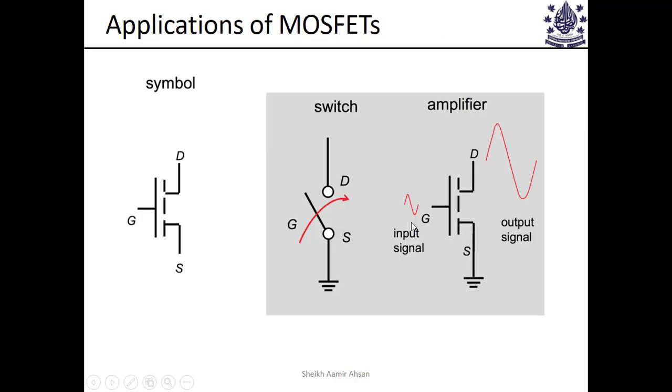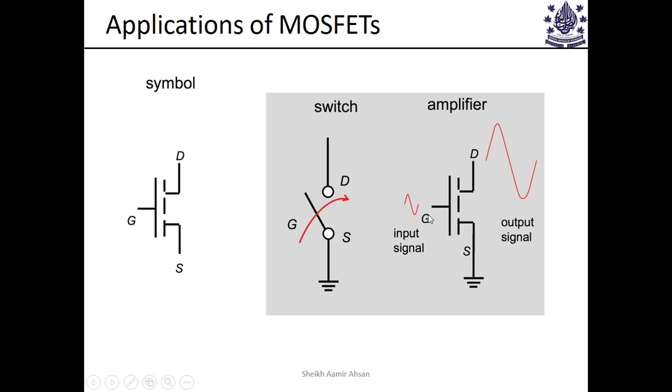Now MOSFETs generally are used for two major applications. One is where it is used as a switch. A switch is something which opens and closes based on some external stimulus. That stimulus is provided by the gate. So you change the value of the gate voltage, and you either connect it or open it. So this is called a switch.